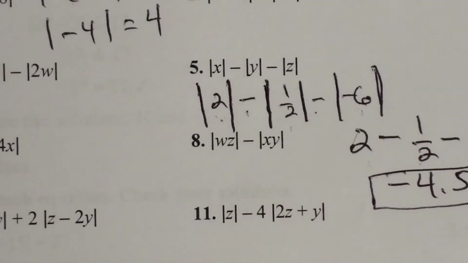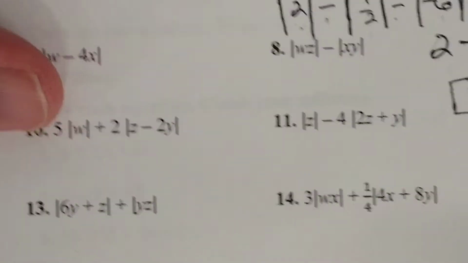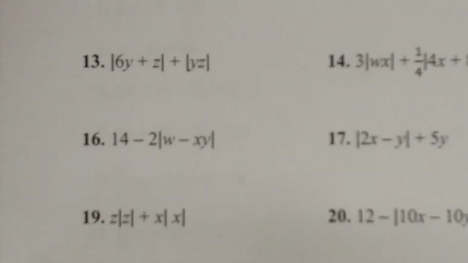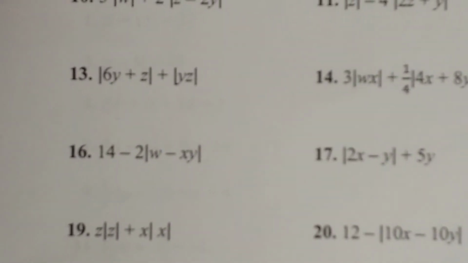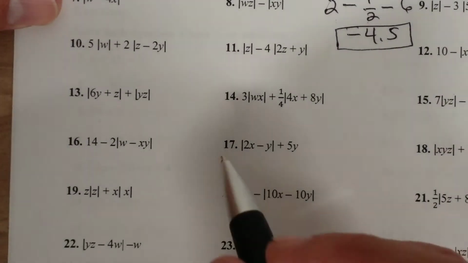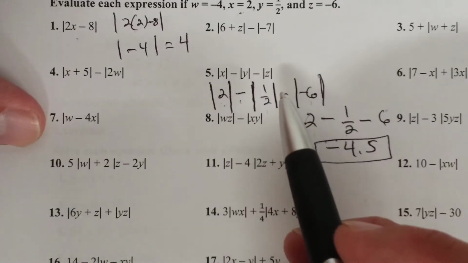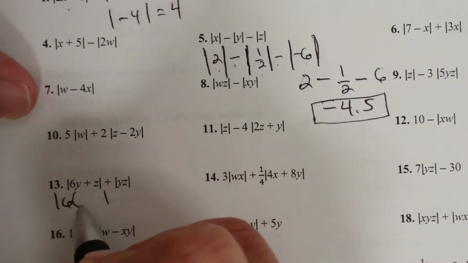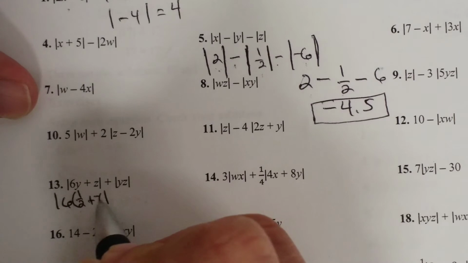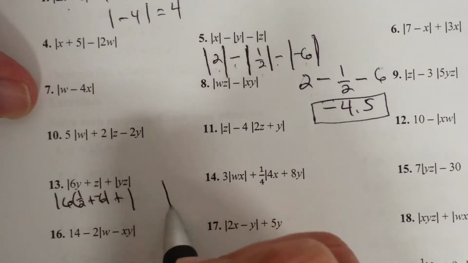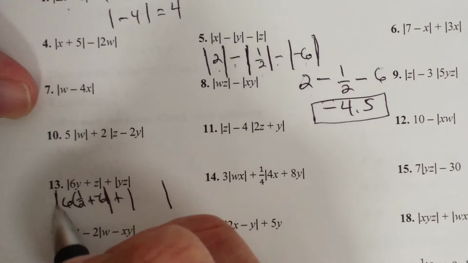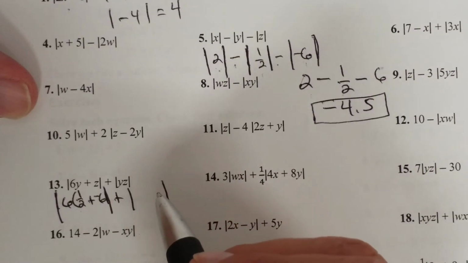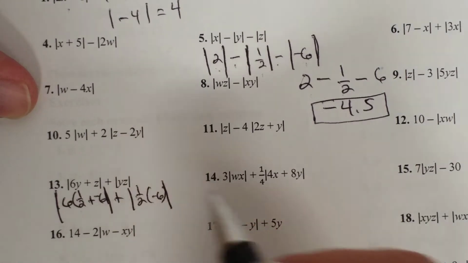Let's look at number 13. It says the absolute value of 6y plus z, plus the absolute value of y times z. In this problem, y is a half and z is negative 6. So I'm going to get the absolute value of 6 times y, which is a half, plus z, which is negative 6, plus the absolute value of y times z, which is 1/2 times negative 6.